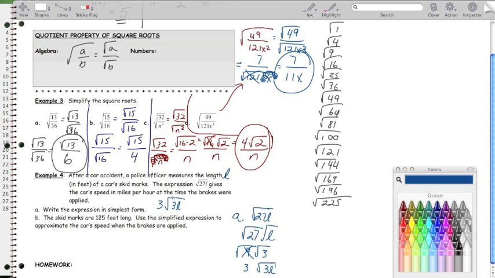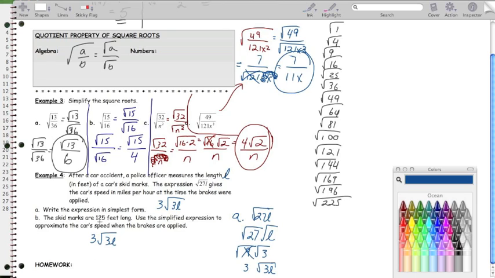Letter B says, in this situation, the skid marks are 125 feet long. Use the simplified expression to approximate the car's speed when the brakes are applied. So I think it's kind of cool, like CSI stuff. They can look and see how long the brakes were, analyze it. They have this formula for this situation, this scene that they investigate, and it's going to tell them how fast that person was going when they first put on their brakes. It's pretty neat to use math in real life like that.